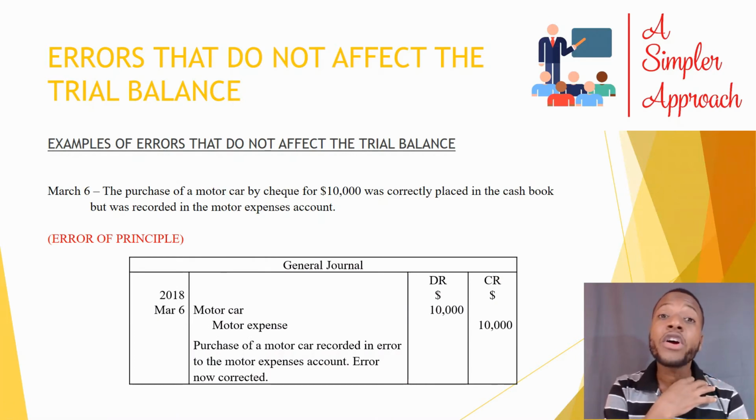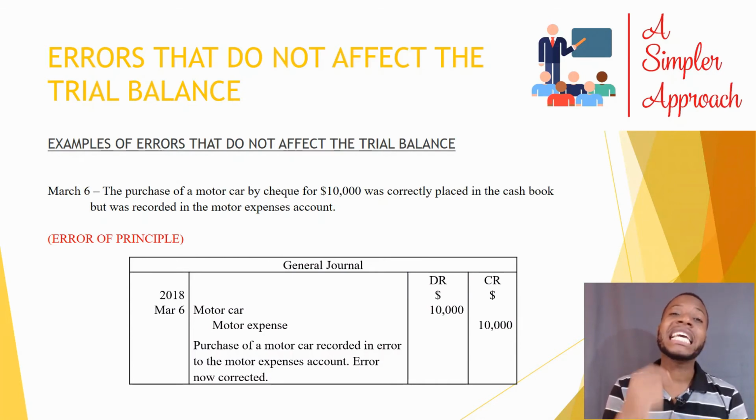Debit the motor car account and credit the motor expenses account. Now remember, we said that if an item was placed in an account, let's say it was debited, to take it out, you do what? You credit it. That's what we have here. Expenses are debited by nature. When an expense increases, you debit. Therefore, the item would have been debited in the motor expense account. To take it out, you simply credit the motor expense account.